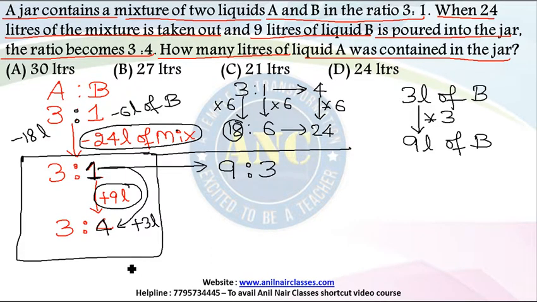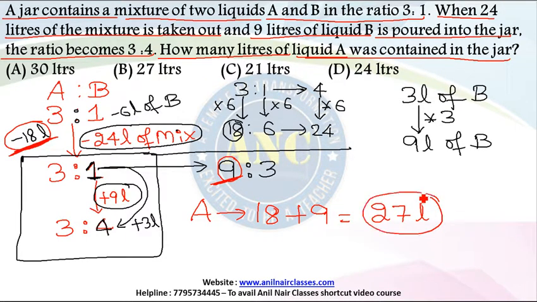Think a little logically to get the answer. What are they asking you in the question? How many liters of liquid A was contained in the jar? That means initially there was some liters of liquid A. Now I took out 18 liters of liquid A from the jar. Even after taking out 18 liters of liquid A, I am still left with 9 liters of liquid A. That means the liquid A which was present initially was 18 which I took out, plus the 9 remaining right now. 18 plus 9 is 27. Once you understand, these are all very easy questions to solve.